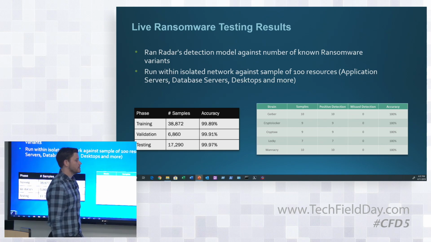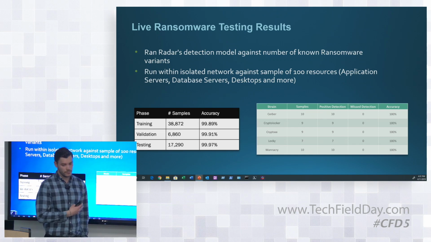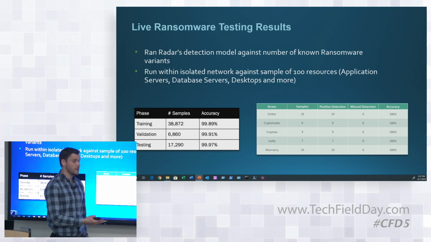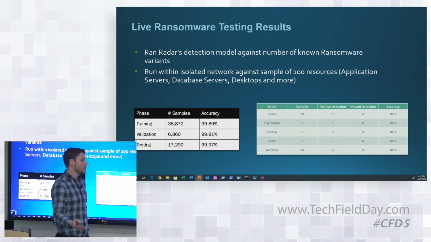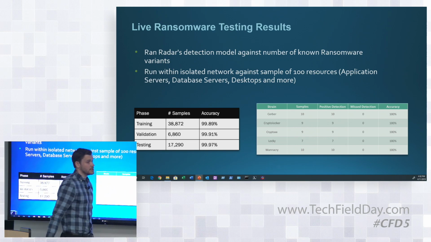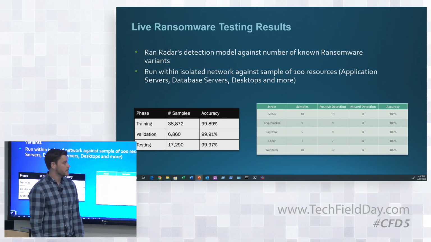And there are some statistics about the actual training and validation. That's how you build a machine learning model: typically you train it on a very large data set, then you validate that it hasn't been overfit to the training set, and ultimately you run it through the testing data set. Those are the numbers you can see there, with pretty high accuracy ratings.